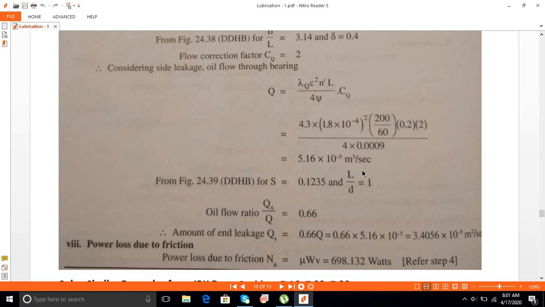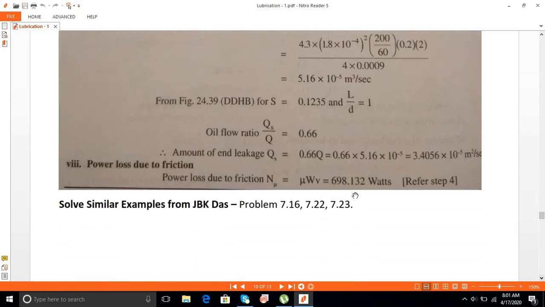So we need to calculate the amount of end leakage also. In order to calculate that, we need to know the oil flow ratio, which is QS by Q. This can be found from figure 24.39, which is with respect to S and L by D ratio. We can calculate the amount of end leakage, and the last one is the power loss.